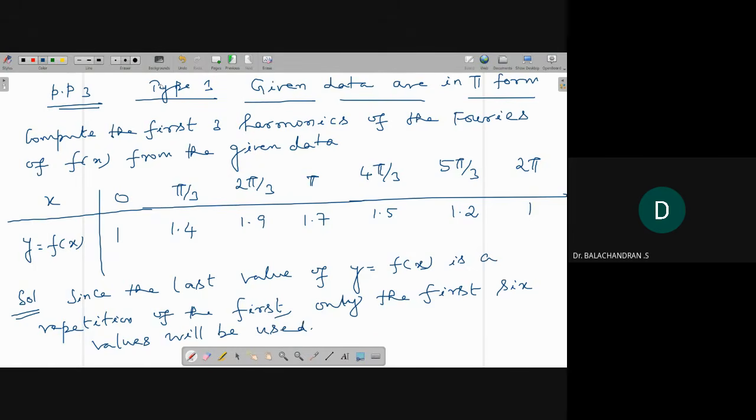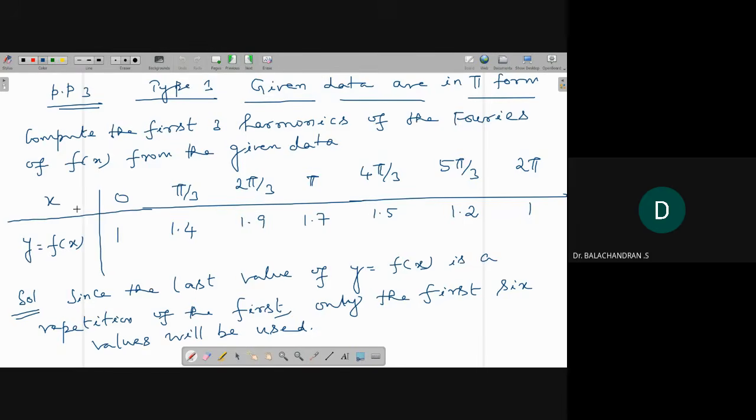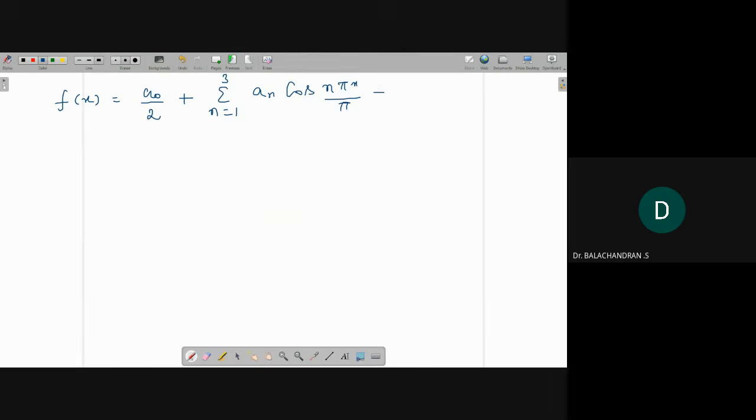So that means f of x is equal to a naught by 2 plus summation n equal to 1 to 3, because of the first 3 harmonics, of an into cos n pi x by L plus Bn into sin n pi x by L. L is what? Because 2L equal to 2 pi, L equal to pi.